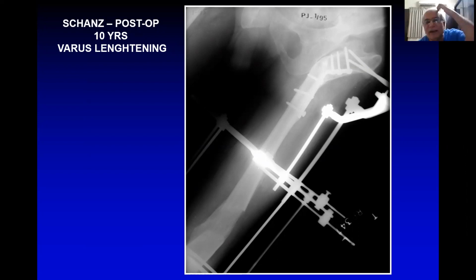This is a hybrid frame which I used, and I did a varus lengthening. And look at how the bone is formed, so well formed. And I got almost about 3.5 inches of lengthening for this patient.